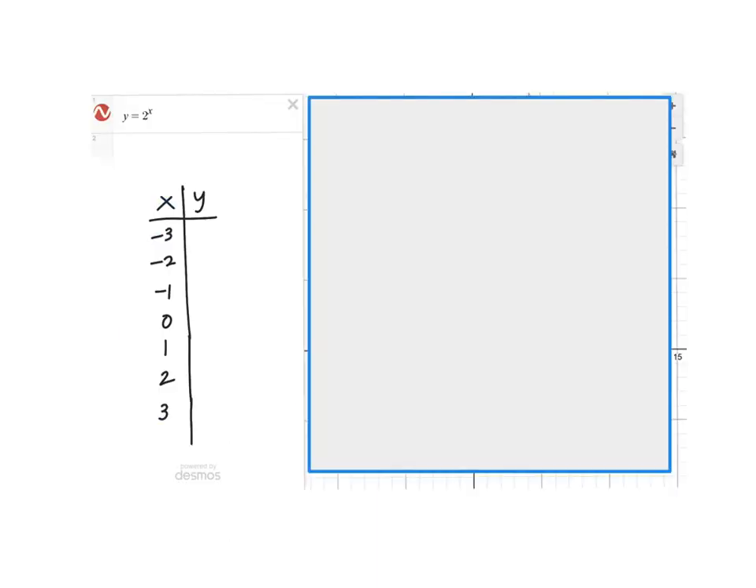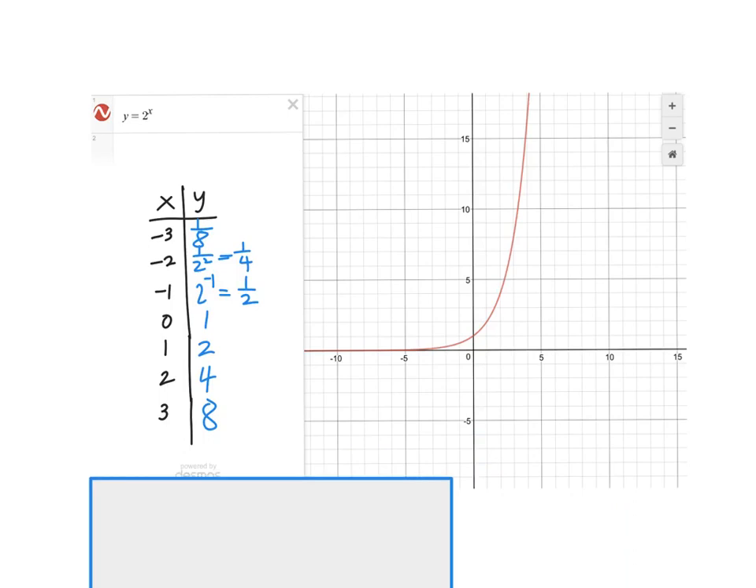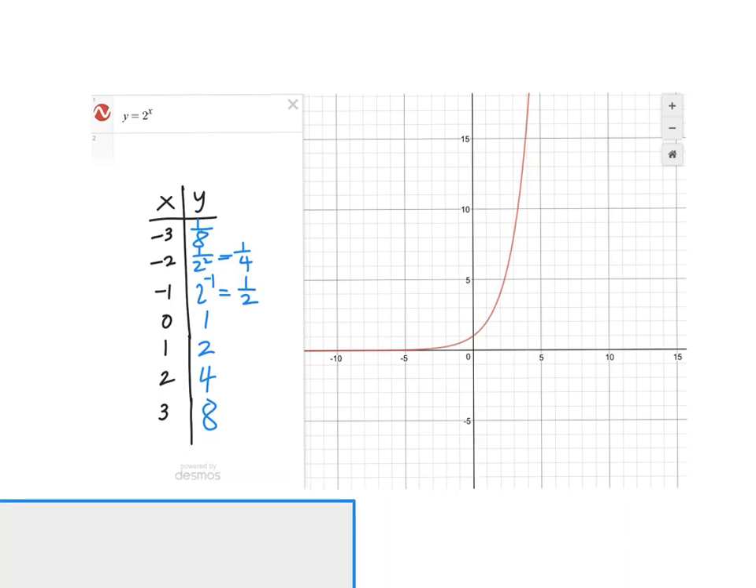Let's take a look at what this might look like if you were to make a table and graph it. So if I plug in 2 to the 0, that's 1. 2 to the 1 is 2. 2 squared is 4. 2 cubed is 8. 2 to the negative 1, remember negative exponents flips it, making it reciprocal, it's 1/2. 2 to the negative 2 is 1 over 2 squared, so 1/4. And 2 to the negative 3 is going to be 1 over 2 cubed, which is 1/8. If I were to plot this, this is the type of graph that I'm going to get.